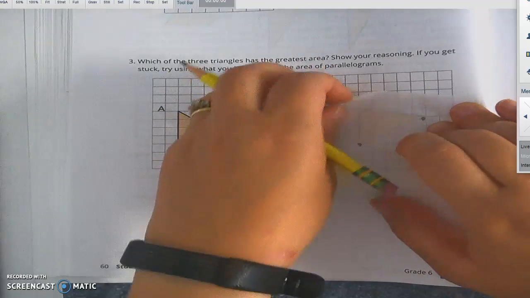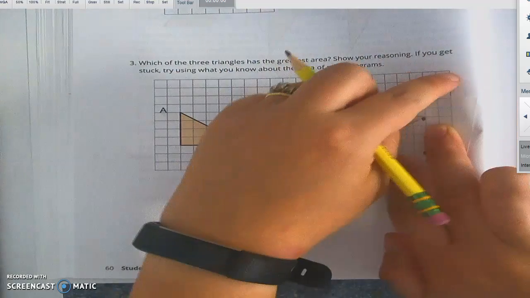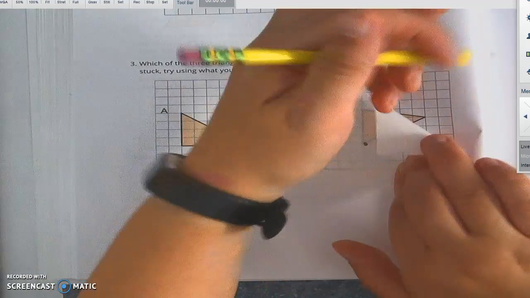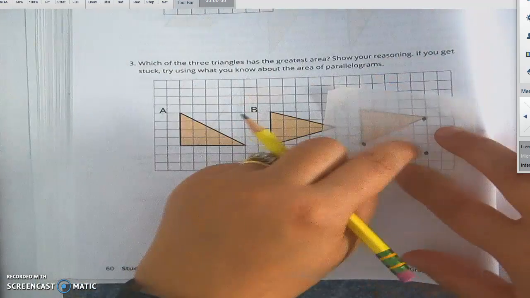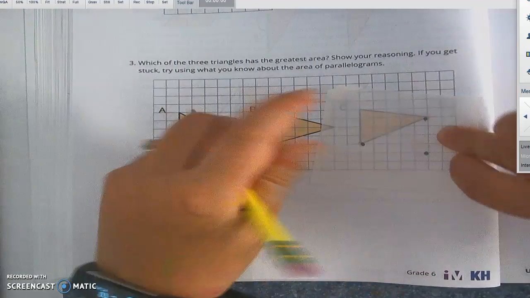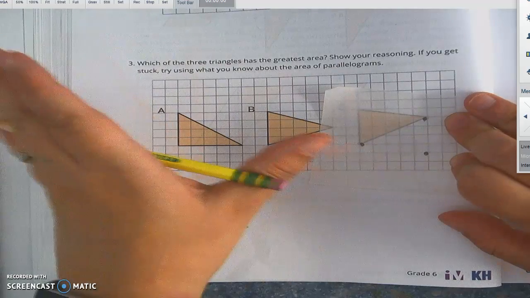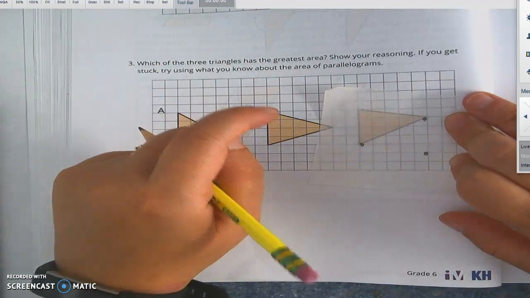I can lift up my tracing paper and say, okay, that first dot needs to go right there. That second dot needs to go right here. And this third dot needs to go over here. Or, this is the kind of weird part, and if you come up with a better way of doing this, you guys can let me know tomorrow.